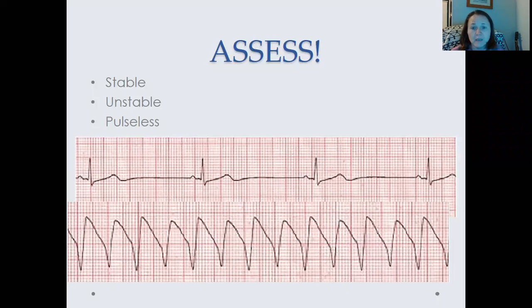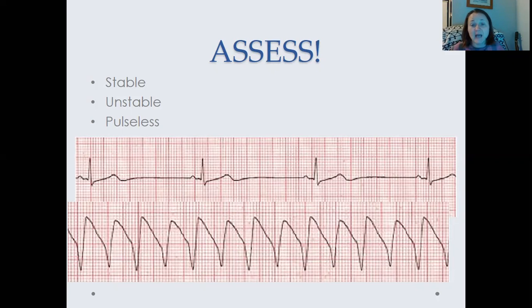you've got perfusion. You've got some perfusion. So then the question of stable versus unstable is, how well are they perfusing? If you've got a pulse, are they stable or unstable? Remember, stable means it's an abnormal EKG, but their vital signs are stable and they have no signs and symptoms of altered perfusion. So no complaints of shortness of breath, chest pain, no confusion, no pallor, sweating, nothing like that. They feel fine. They feel great. Everything's great, except that their heart rate's 180 with a wide complex tachycardia.